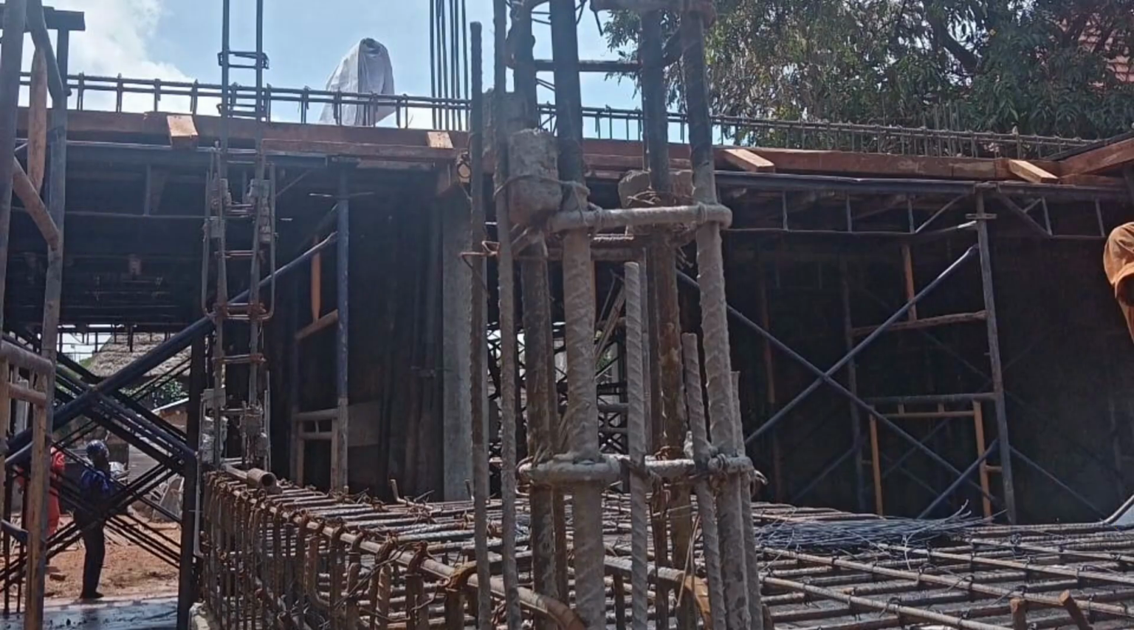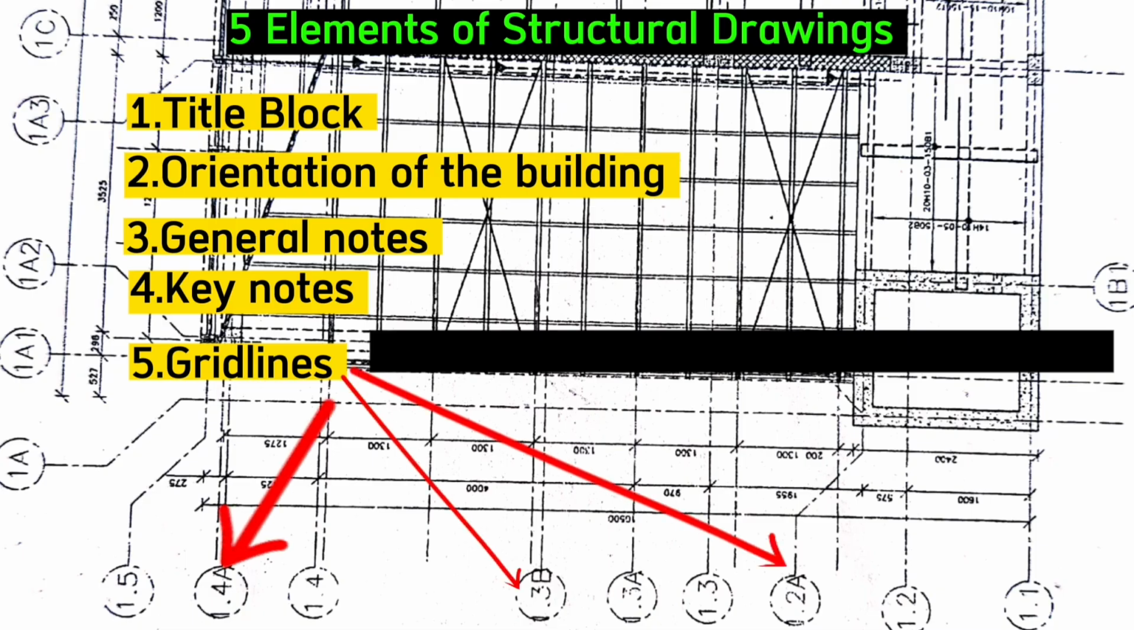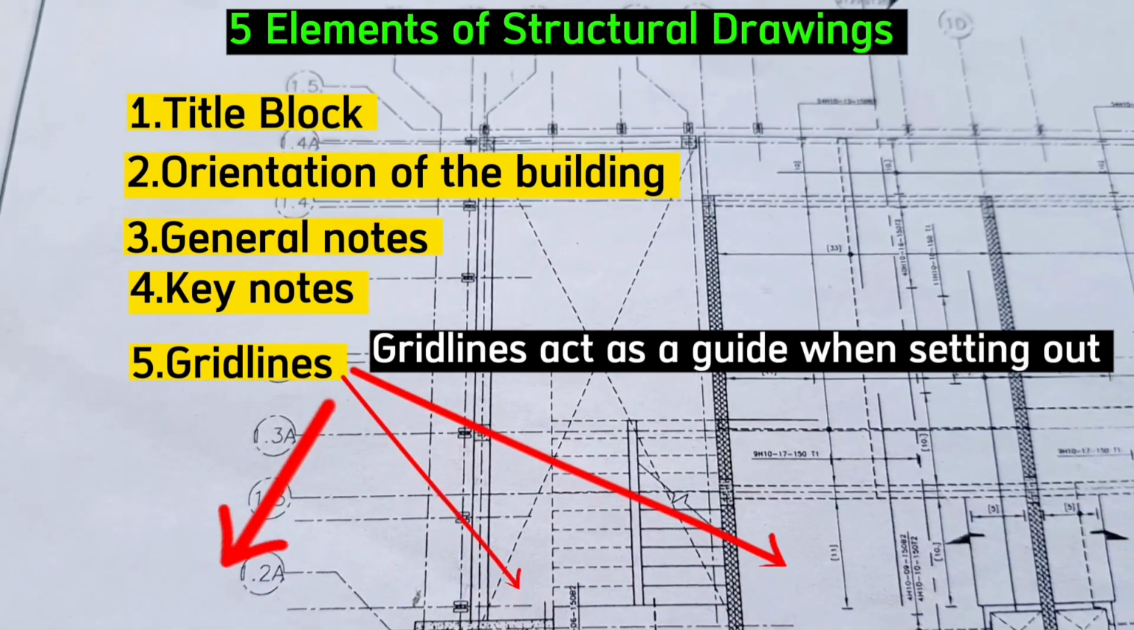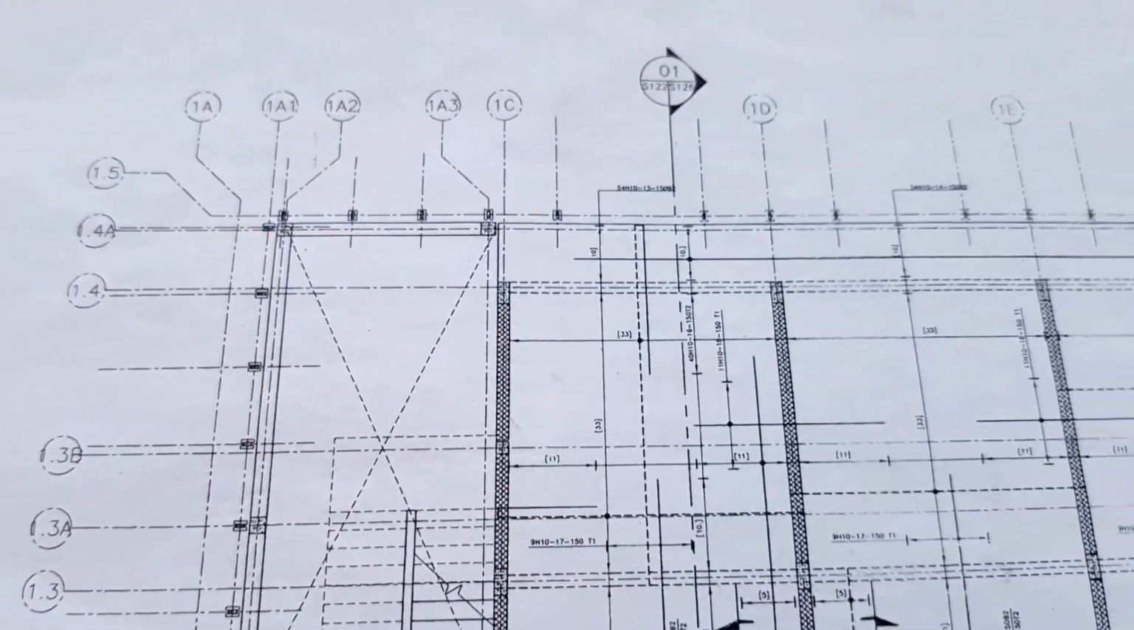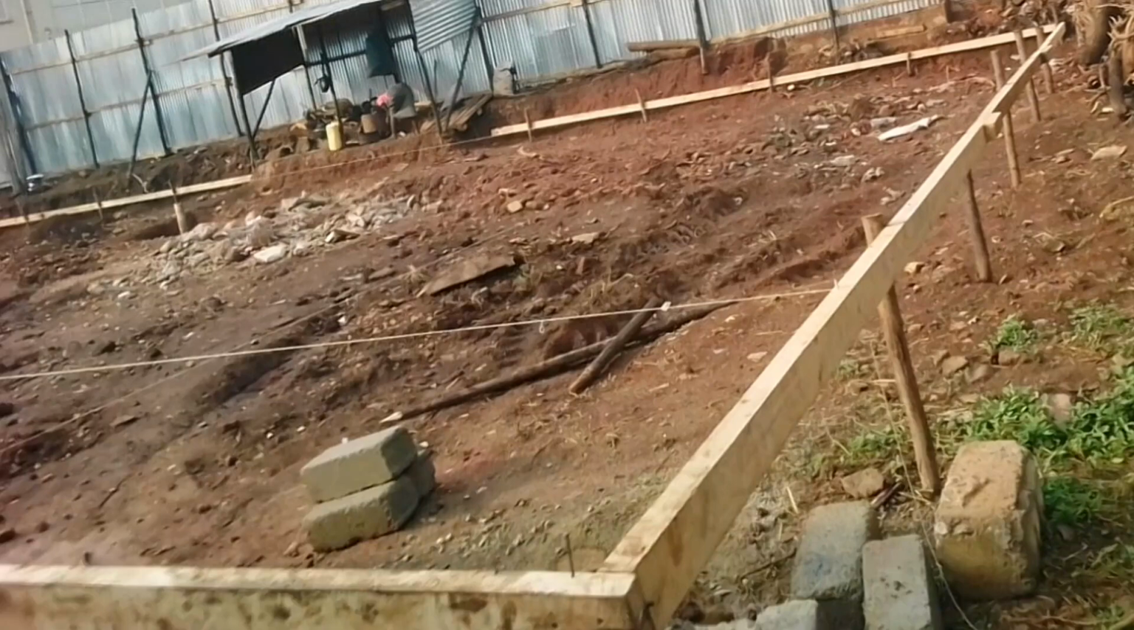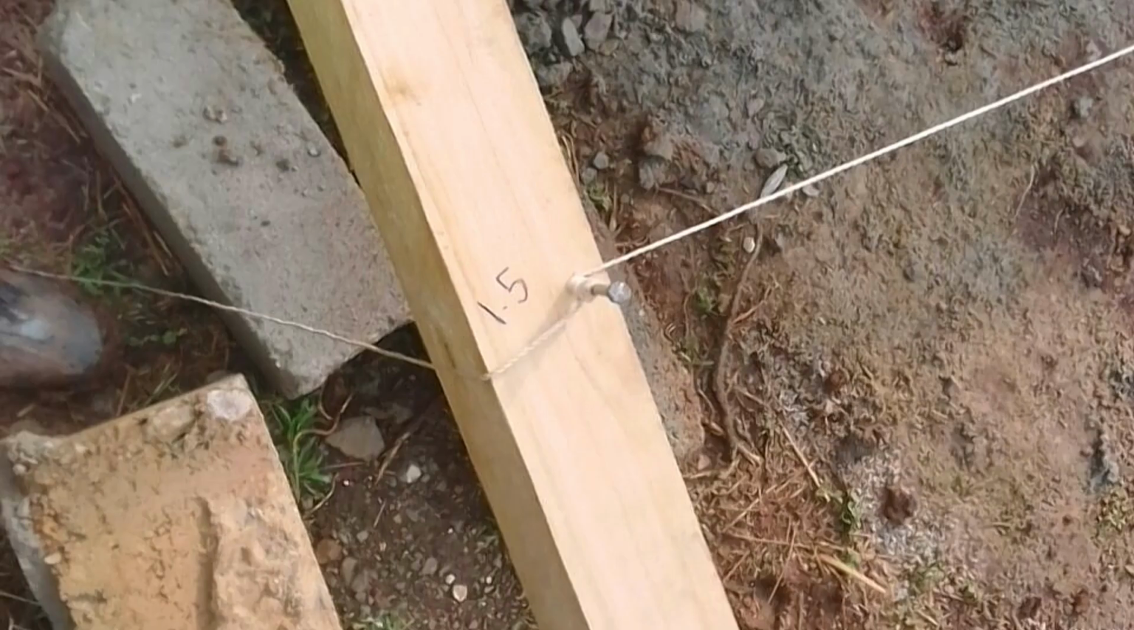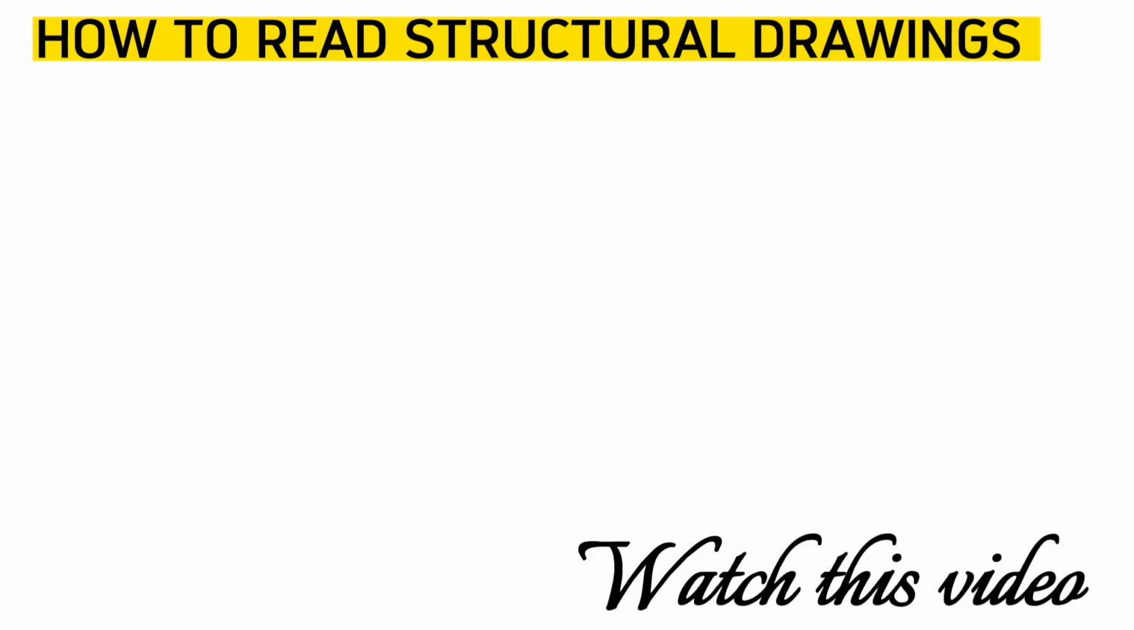The fifth element is understanding grid lines. Grid lines guide you when setting out a building. Let's watch this video about how to clearly understand grid lines in a structural drawing and how to set out a building in this separate video. Watch this video here.